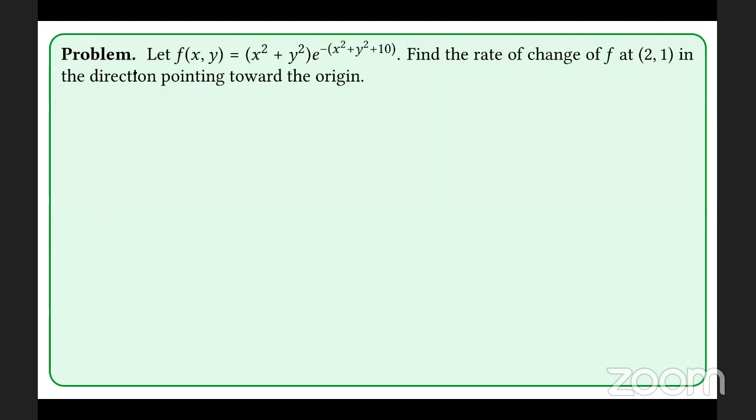So let's do a problem. Let f be this thing. Find the rate of change of f at (2, 1) in the direction pointing toward the origin. Okay, so we're going to have to take a bunch of partial derivatives.